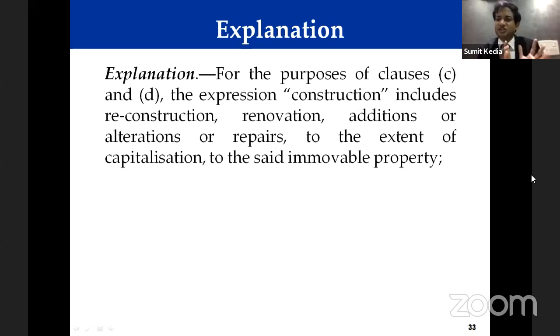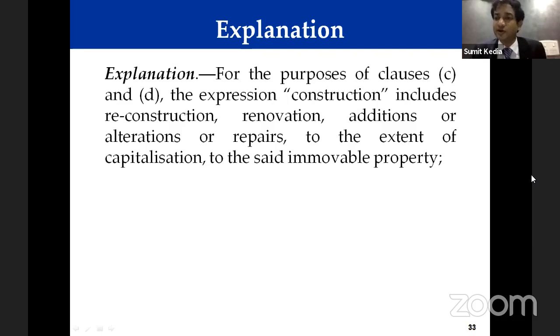Now we'll discuss this clause C and D in detail. We will discuss various advance rulings. We will also discuss the judgment of Odisha High Court in case of Safari Retreat, and we'll analyze these two clauses in detail. There's an explanation to this clause C and D. It says, for the purpose of clause C and D, the expression construction includes reconstruction, renovation, addition or alteration or repair to the extent of capitalization. So it says only if it is capitalized in the books, it will be covered under clause C and D.